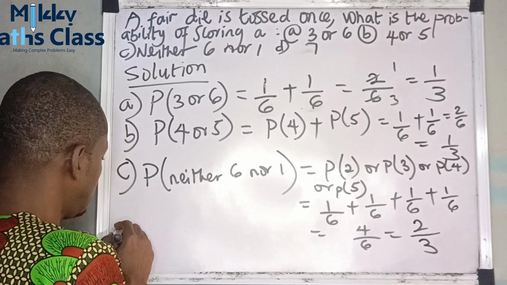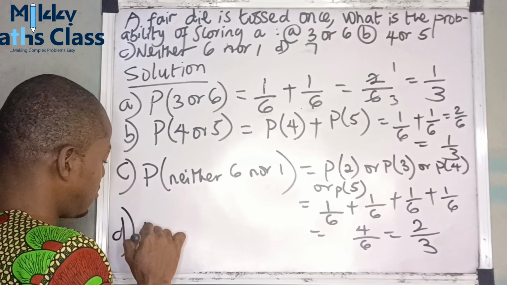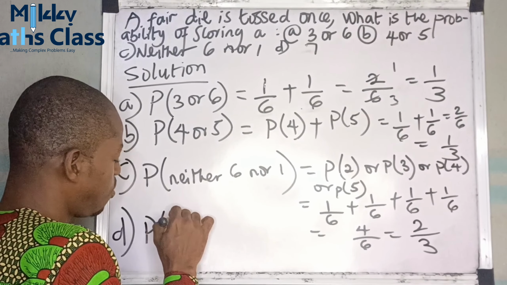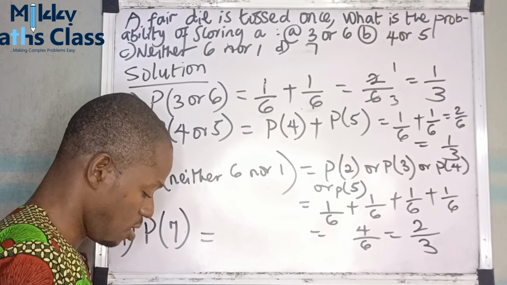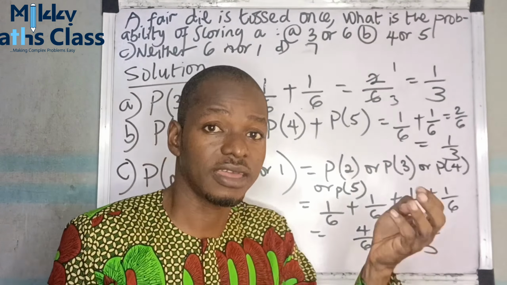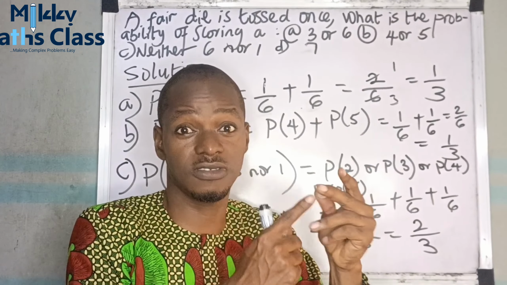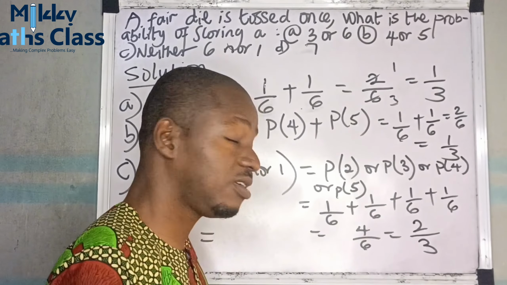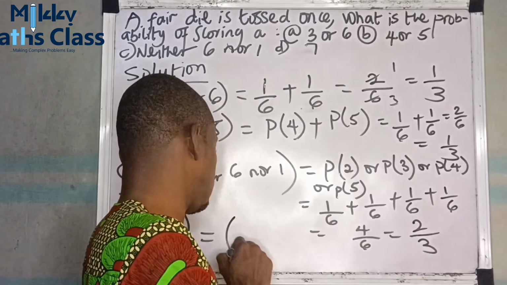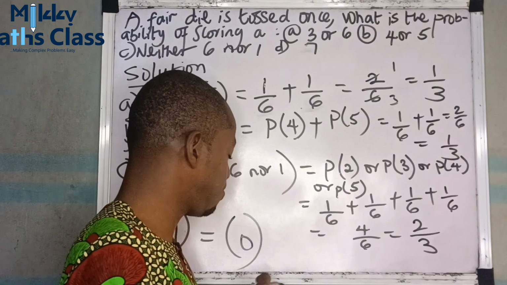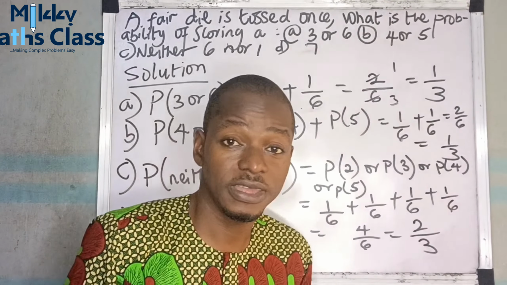And the last one says probability of obtaining a 7. There is no 7 in this die. There's no side that is 7. They are labeled 1, 2, 3 and so on, and there are 6 sides. So the probability of obtaining a 7 is 0. It's not possible for us to obtain a 7.